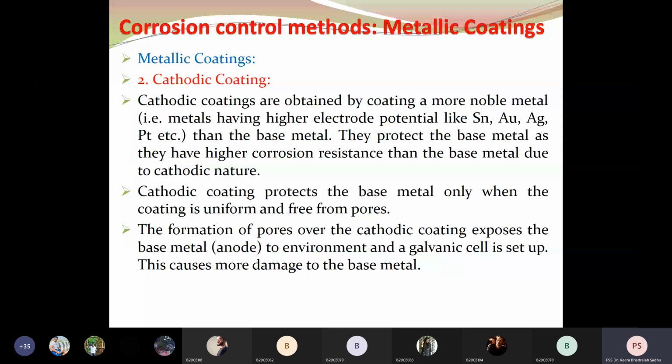So this method protects the base metal only when the coating is uniform and free from pores. Okay, so remember in the previous case, even if there are pores and cracks, it works as a galvanic cell and protects the base metal. But here in the case of cathodic coating, if there are pores and cracks, you cannot protect the base metal.